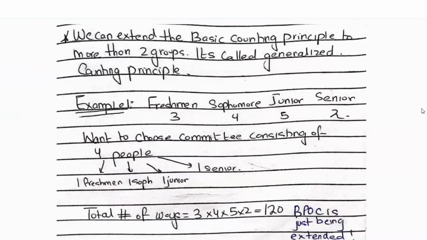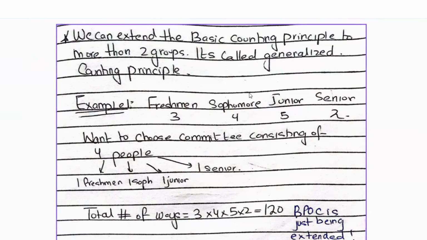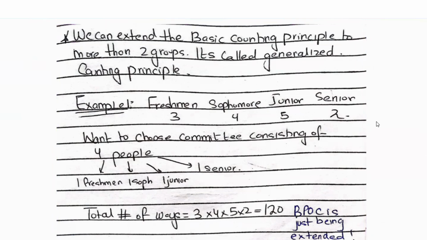Now we can extend the basic counting principle to more than 2 groups or experiments, and this is what we call the generalized counting principle. Say we have 3 freshmen, 4 sophomores, and now we have 5 juniors and 2 seniors as well. And now we want to form a committee consisting of 4 people: 1 freshman, 1 sophomore, 1 junior, 1 senior. So here we have a total of 4 experiments. Before, we had 2 experiments, where you wanted to select 1 freshman and 1 sophomore. Here we have 4 experiments. You want to select 1 freshman, 1 sophomore, 1 junior, 1 senior.